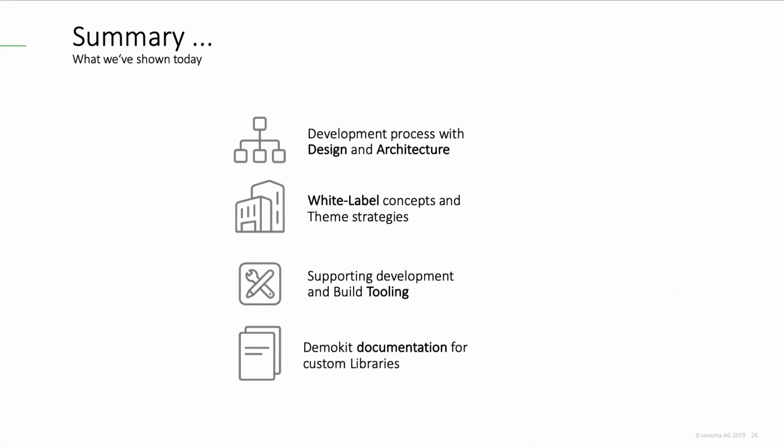So to summarize it up, what have we shown? We've shown our architecture, the development process. So first we design the controls, then we go into designing the API for the controls, and then we start developing. We've showed our white labeling concept with inheritance of theming, the supported build tooling, and last but not least, our Demokit to document our libraries.